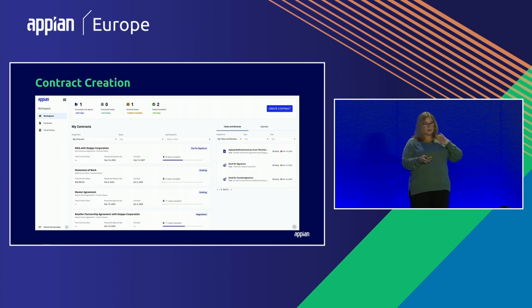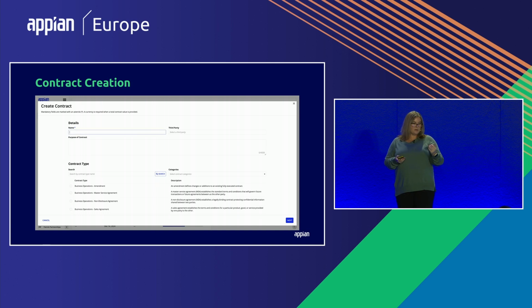So let's create a contract from scratch. If we go to the landing page, click Create Contract. This is a standard page that we've created for every single contract type that comes out of the box, where you can give the contract a name. You can quickly search, find your third party. It's a record. You're going to give it a purpose so that everybody understands what the purpose of this contract is.